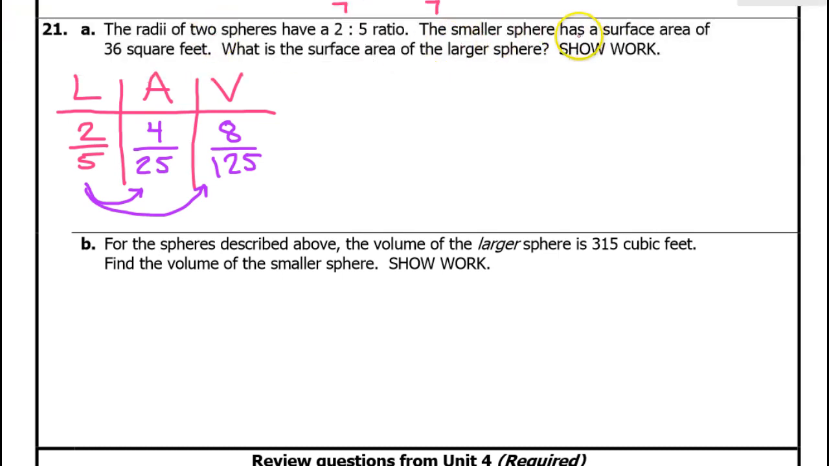Okay, the smaller sphere has a surface area of 36 square feet. What is the surface area of the larger sphere? All right, so we're looking for this, so I'm going to call it x. So when I set up my proportion, I'm going to start with x over 36. Now, remember that in this case, x is the surface area of the larger sphere. So this x is big. And the 36 is the smaller sphere, so the 36 is small.